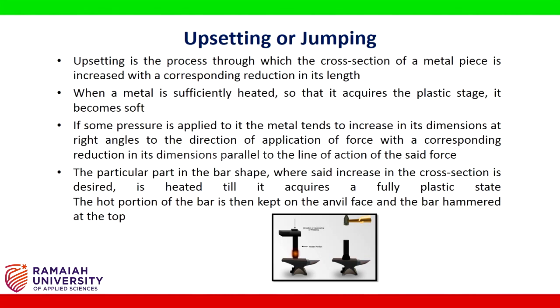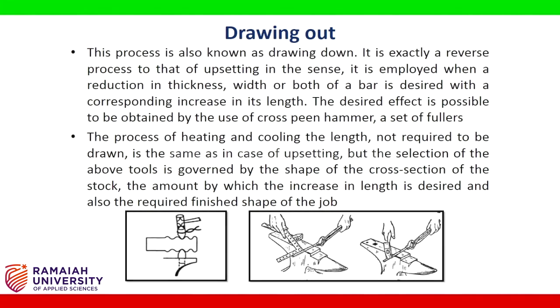The hot portion of the bar is then kept on the anvil face and the bar is hammered at the top. Drawing out. This process is also known as drawing down. It is exactly the reverse process to upsetting, in the sense that it is employed when a reduction in thickness, width or both of a bar is desired with a corresponding increase in its length.